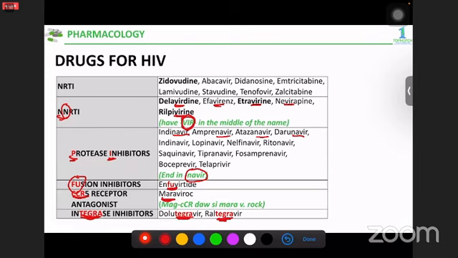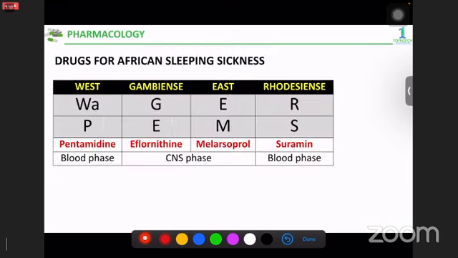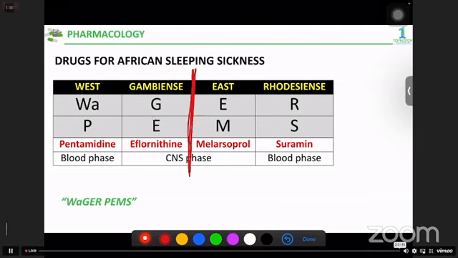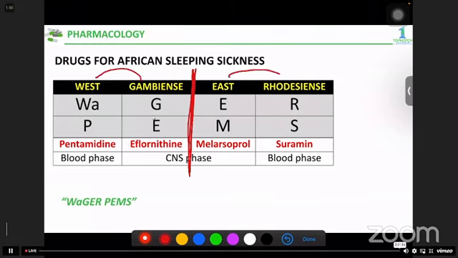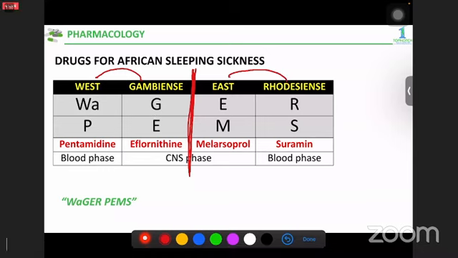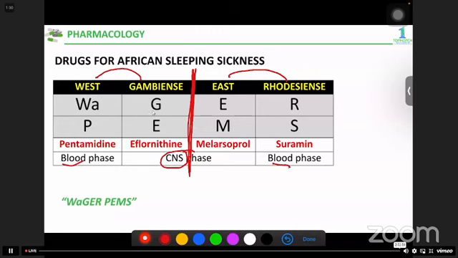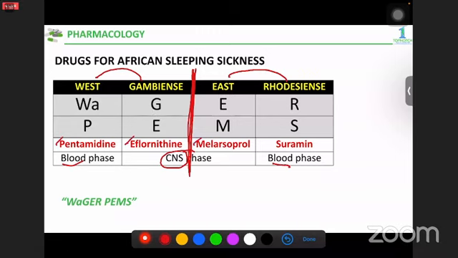Okay, so ito, mnemonic to since ng pharma kami, no, yung Wager-Pens, paano siya ina-analyze. So, sulat nyo lang kapag sa boards, Wager-Pens. West, Gambiense. East, Rhodesiense. Tapos tandaan nyo, yung gitna, CNS space, gilid, blood space. Then, mahirap kasi yung names ng gamot, diba? Kasi hindi siya common. So, tandaan nyo na lang yung Wager-Pens.